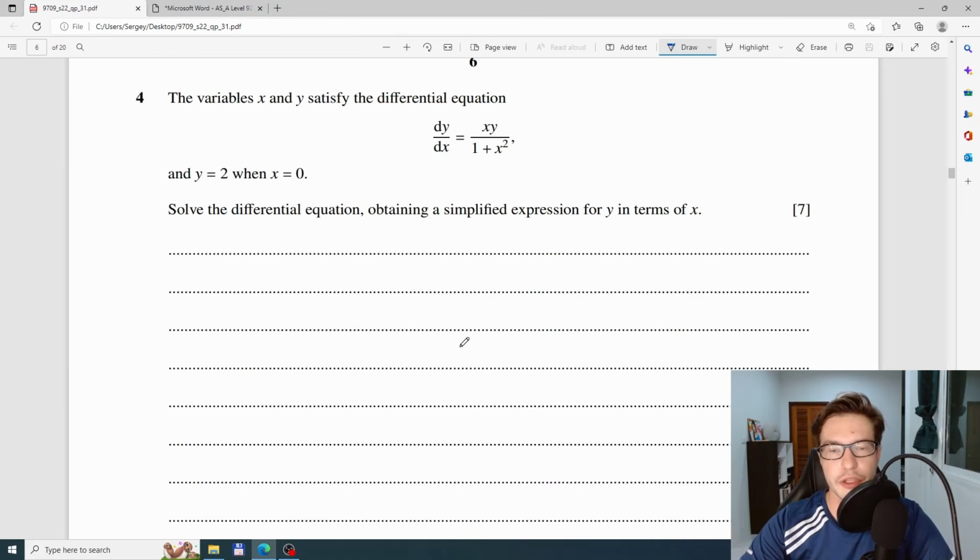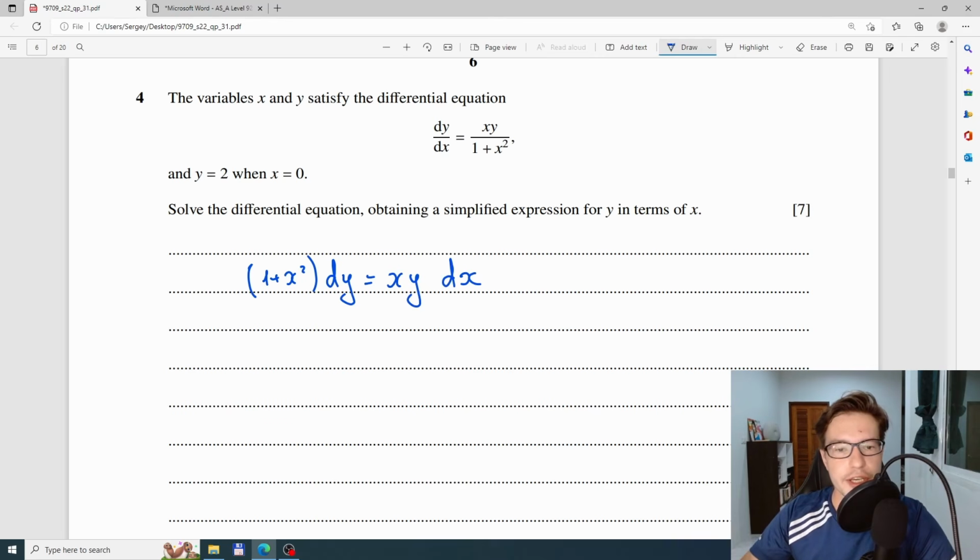Question 4 is about differential equations, and if you're not sure how to get started, I've made a video about differential equations and variable separation, so check it out. But I will start by multiplying everything by the common denominator, so I'll get 1 plus x squared times dy equals xy dx. Now, I will have to separate the variables and collect all x next to dx and then y next to dy. So I'll divide both sides by 1 plus x squared.